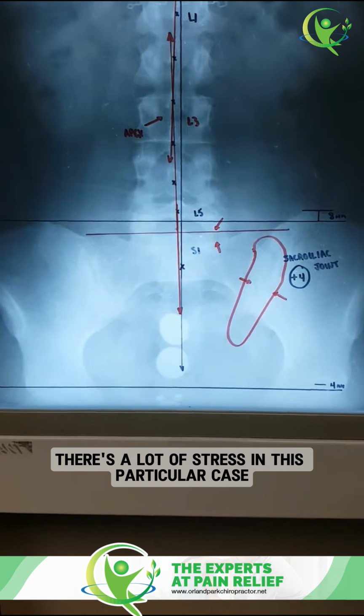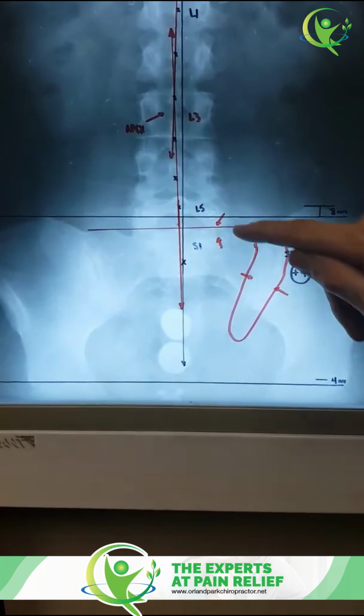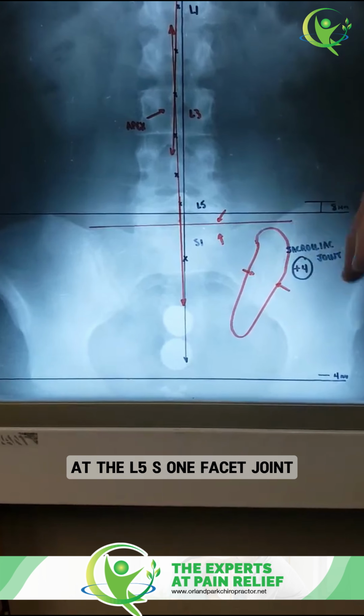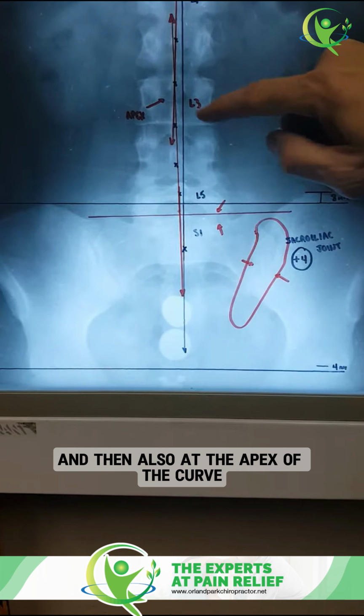There's a lot of stress in this particular case at the hip, at the sacroiliac joint, at the L5-S1 facet joint because of the way the vertebrae are being pressed together, and then also at the apex of the curve.